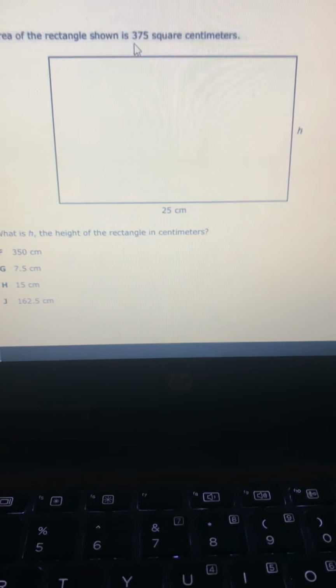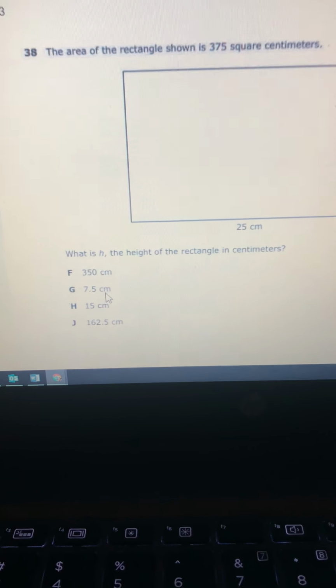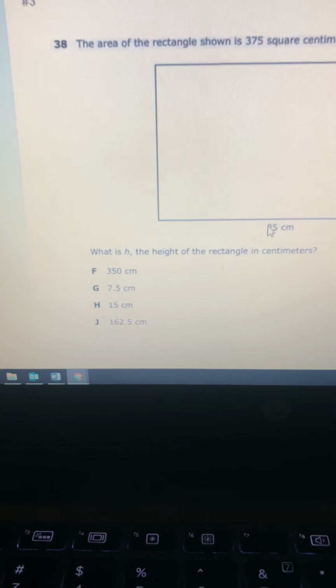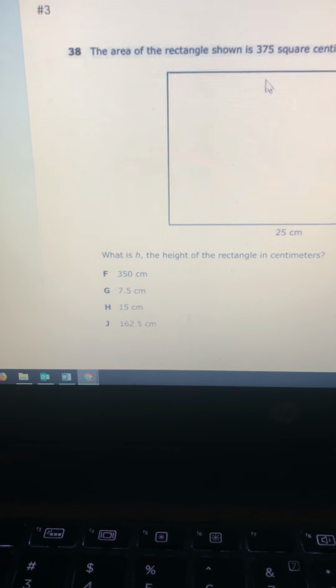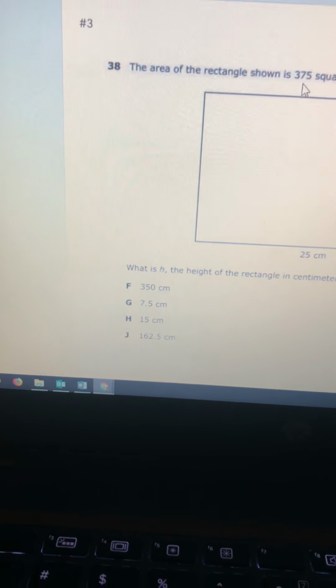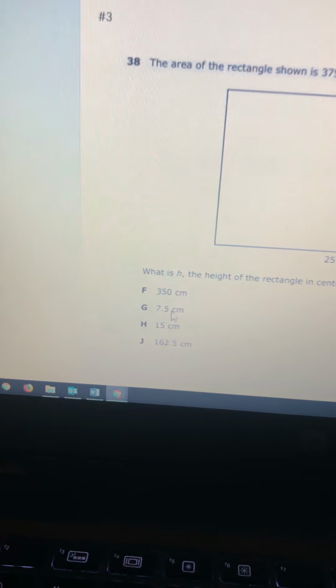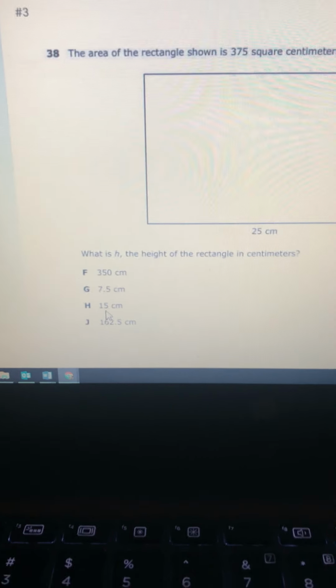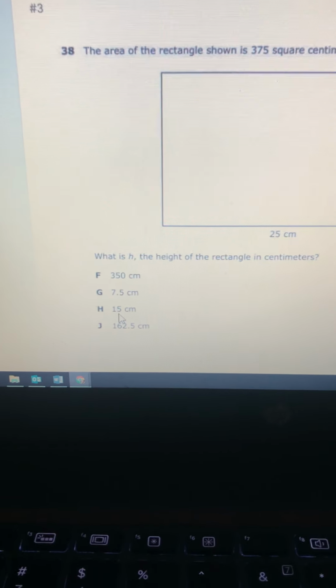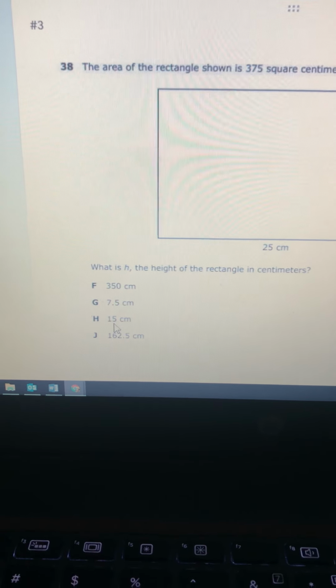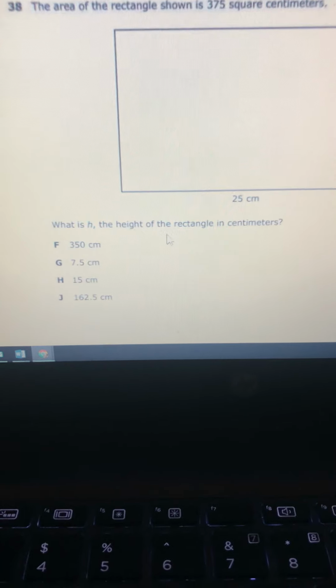25 fits into 375, certainly not 350 times. Not anything dealing with a half, because 25 fits into 75 at least 3 times. So we know it's not going to end in a 0.5. The one that makes the most reasonable sense by deductive reasoning is H. So if you want, you could take 15 and times it by 25 and see what you get.